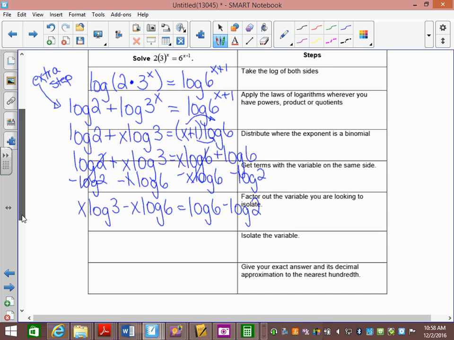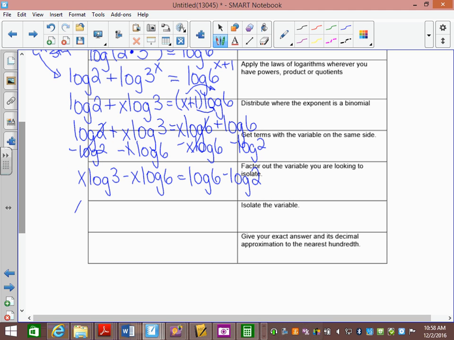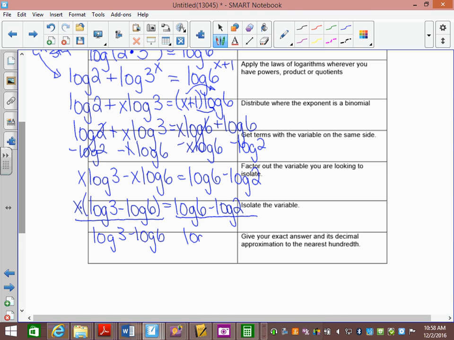And now, because I have the x's together, I can pull an x out. And I'm left with log 3 minus log 6, equals log 6 minus log 2. And because this is multiplied by x, I can just divide it over. Now, because these have binomials on the top and the bottom, you need to put these in brackets like this, or it won't work for you.